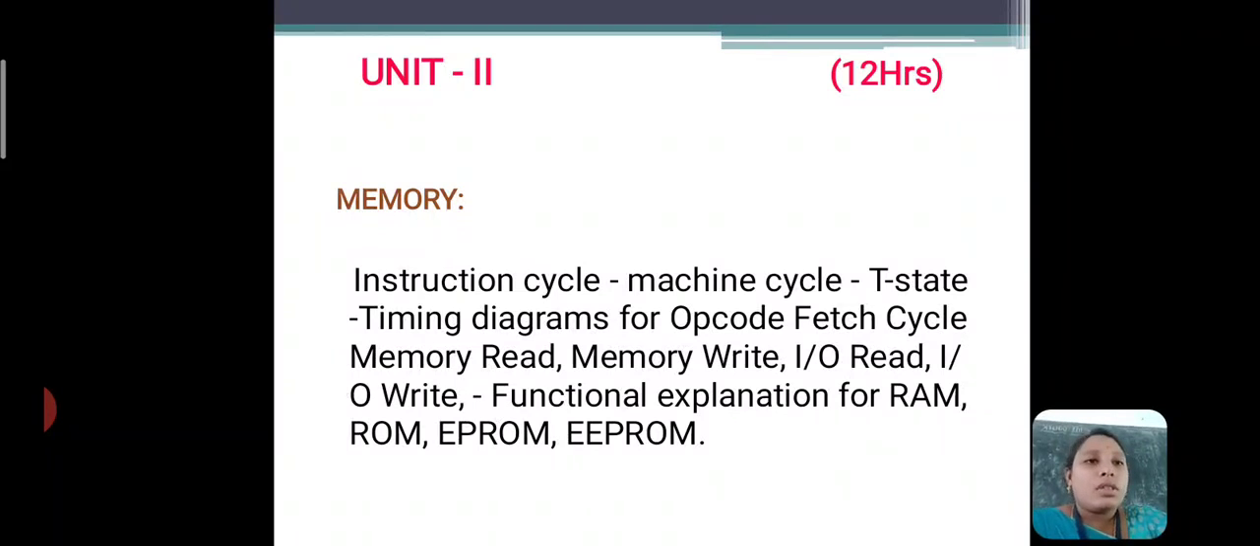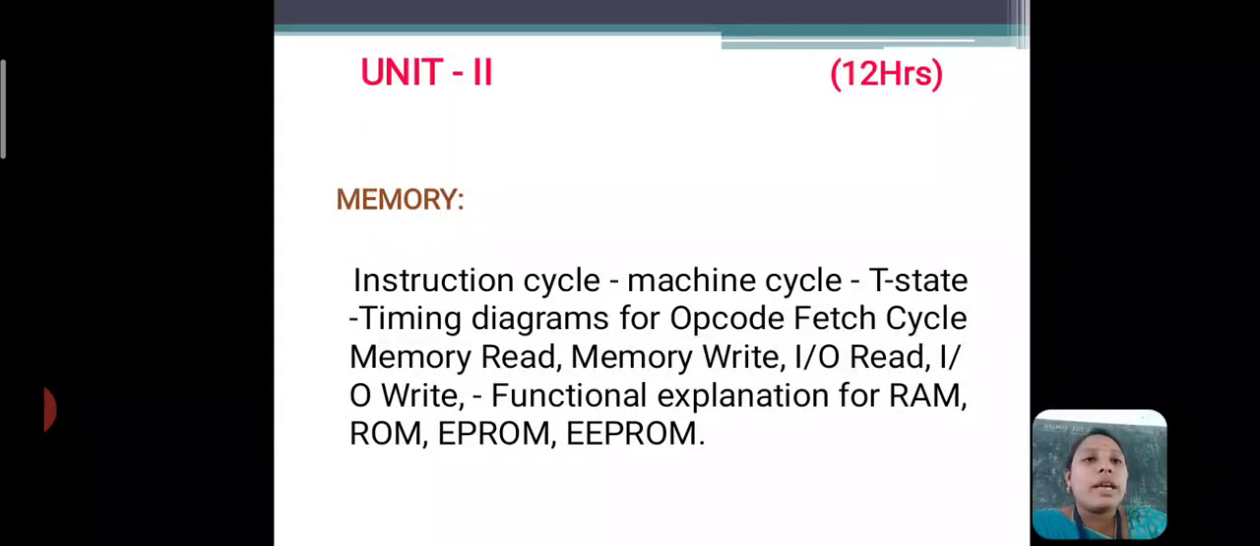First topic is instruction cycle, machine cycle, T-state, timing diagrams for opcode fetch cycle, memory read, memory write, input or output read, input or output write, functional explanation for RAM, ROM, EPROM and EEPROM. We all know about these memories, which are temporary memory, permanent memory, that is RAM, ROM, and some other memories, that is EPROM and EEPROM. EPROM means electrically programmable read-only memory, and EEPROM means electrically erasable programmable read-only memory.